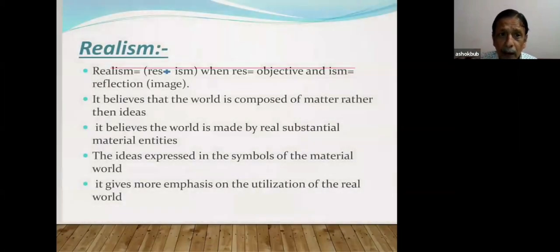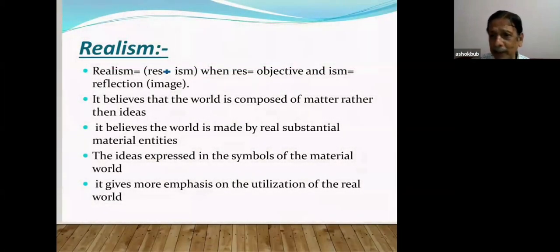Similarly, we have realism. Empiricism, I think everybody is clear about. Realism is drawn from two words, res and ism. That's where there is an objective reflection of a particular phenomenon, so your personal biases don't come in. It believes that the world is composed of matter rather than ideas. It believes the world is made of real, substantial material entities.